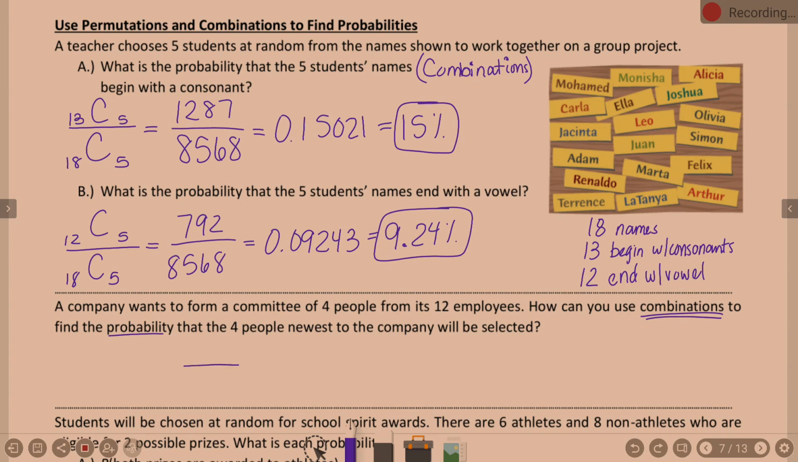what's all the possibilities that we're going to put on bottom? 12 employees. We're picking from 12 employees. How many spots are we picking for? 4. So on bottom, 12C4, the combination of 12 items picked 4 at a time. On top, what are we trying to do? We want the 4 people newest to the company selected. 4C4. Okay, so you're picking from the 4 newest people to fill 4 slots.